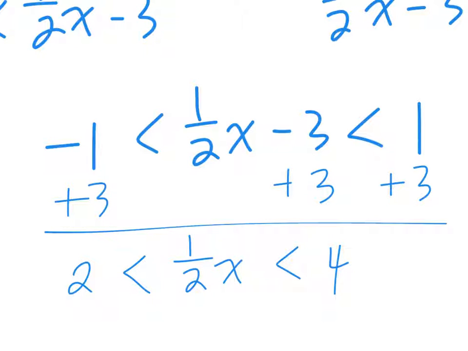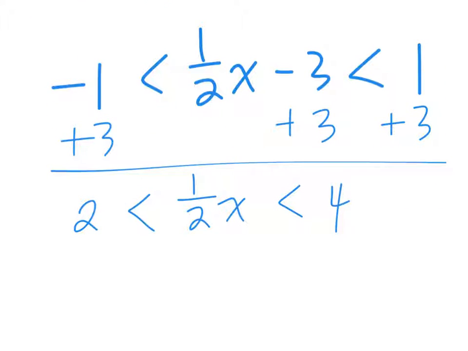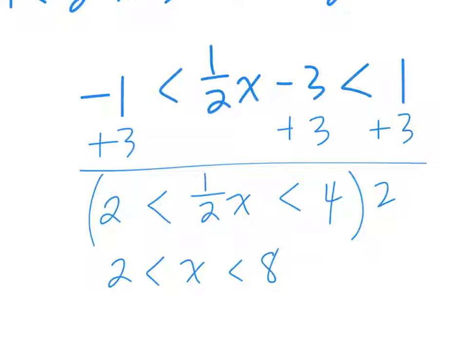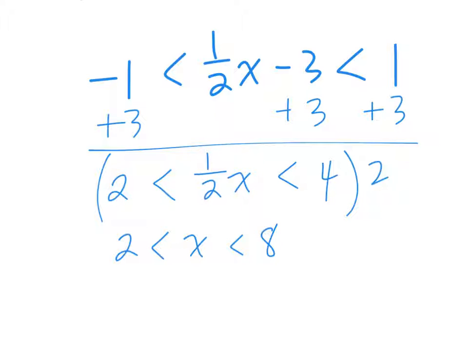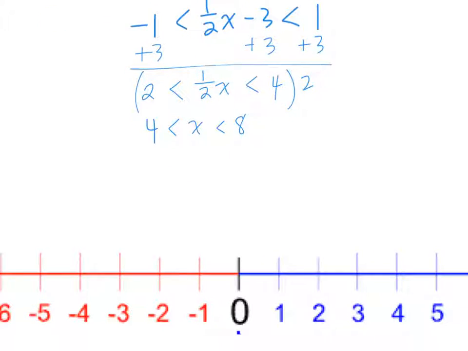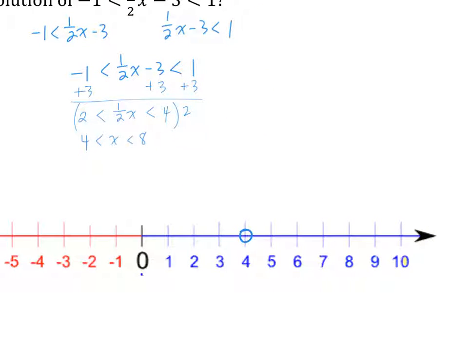Okay, what's the next thing you need to do? Times 2. Yeah. So 2 less than x less than 8. No, did I do it wrong? Oh, 4. Okay, so this is 4 to 8, like that.